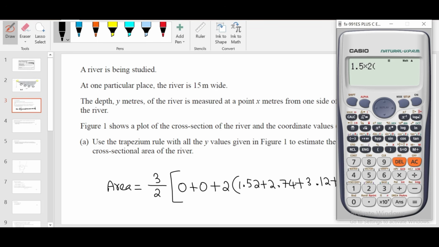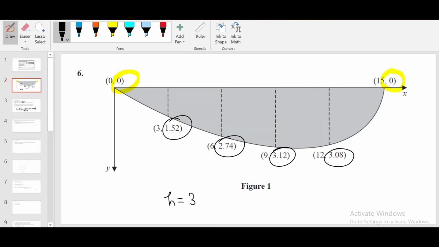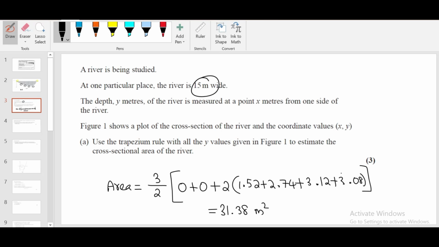2 brackets, sum of these values 1.52, 2.74, 3.12, 3.08. That gives 31.38. It's meter, so you put meter square. That's the area. That's all. That's how you apply the trapezium rule for this one. Let's move on to the next part of the question.